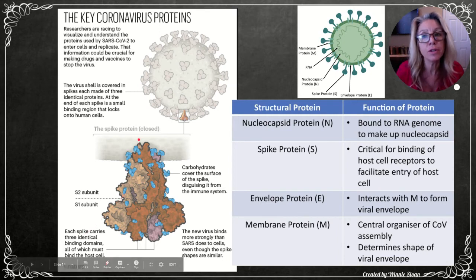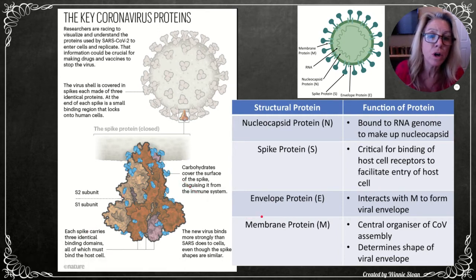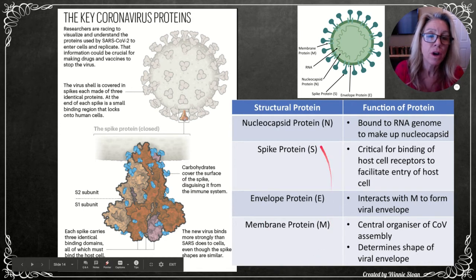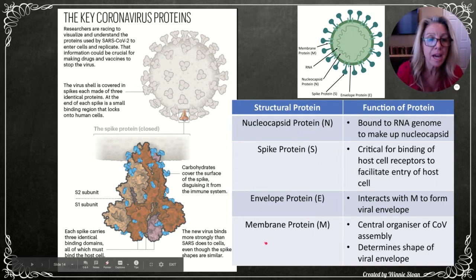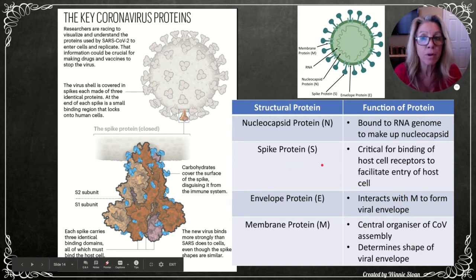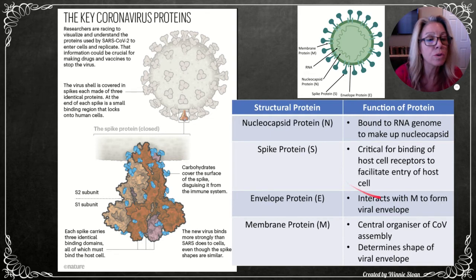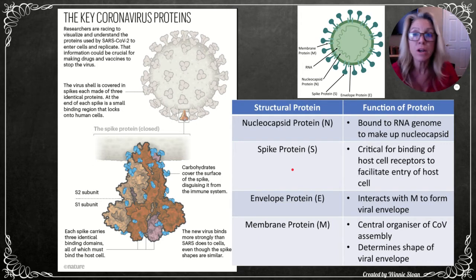Here, key to the coronavirus proteins, because this is what we're so concerned about. There are these four different proteins. So you have a nucleocapsid protein, a spike protein, an envelope protein, and a membrane protein. The spike protein is what people are concerned about, because this is critical for binding to the host cell receptors. And it's these spike proteins that are changing, right? When you look at the new variants of coronavirus and the different strains.